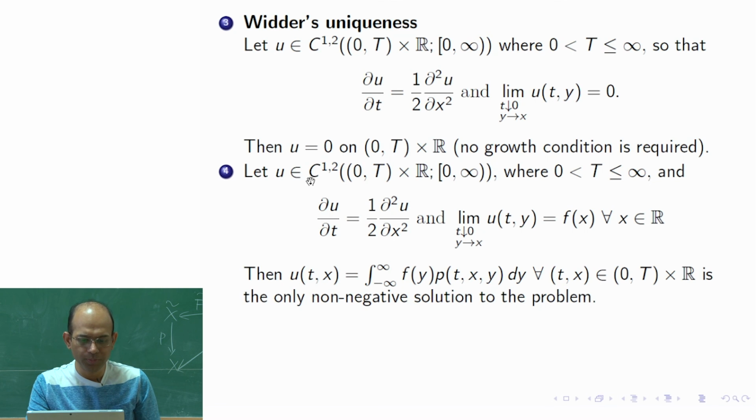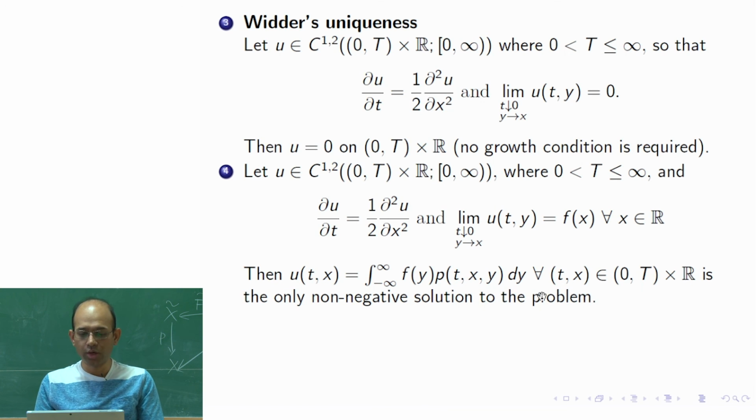Next, let u be again a C^{1,2} function, and ∂u/∂t is equal to (1/2) ∂²u/∂x², and here instead of 0 I am writing f(x). That is, as t tends to 0 and y tends to x, u(t, y) goes to f(x), for all x in R. If that is the case, then the solution u has this representation: it can be written as the integral of f(y) against the probability density function p, and it is the only non-negative solution to the problem.